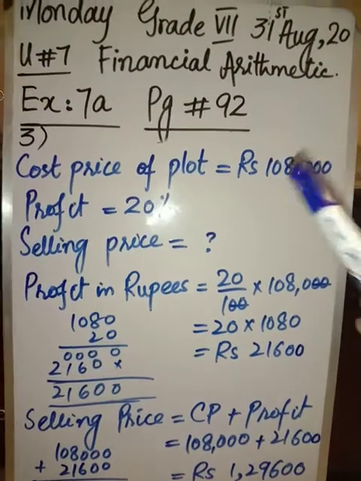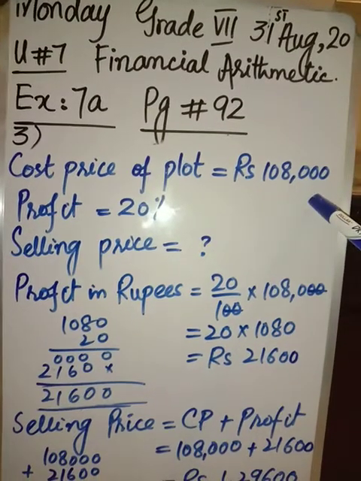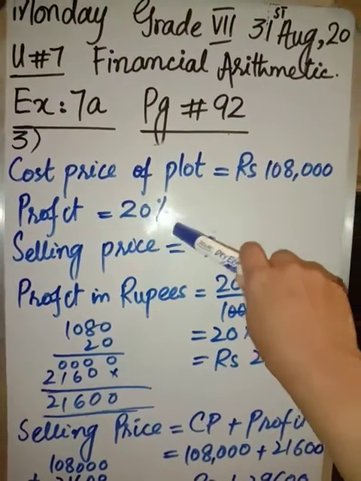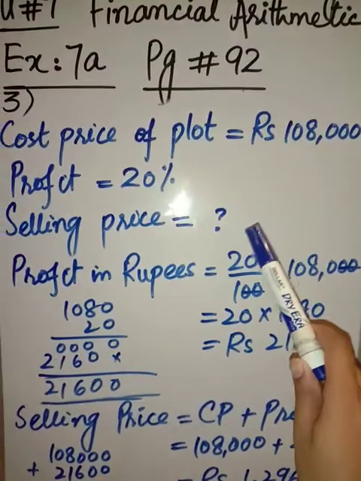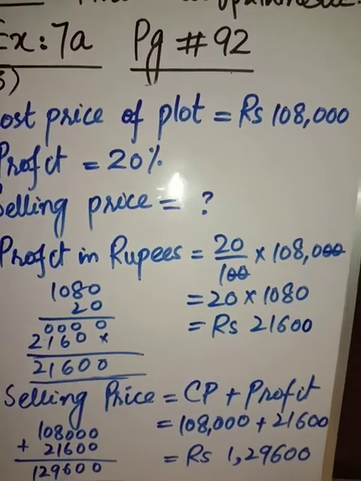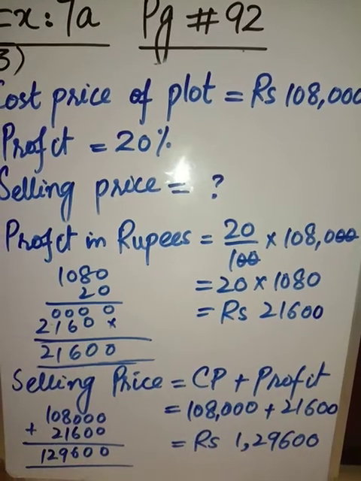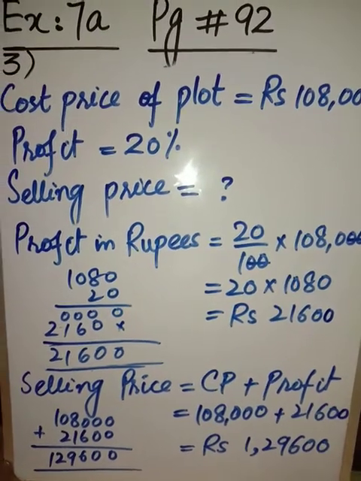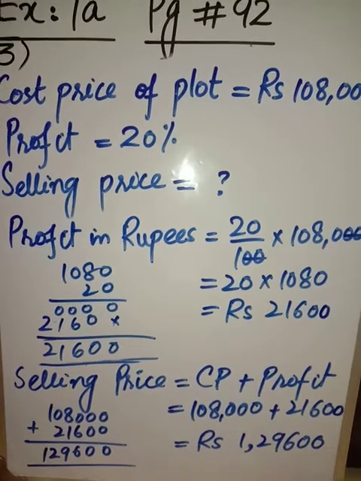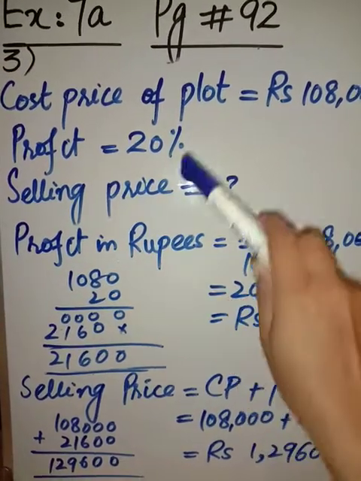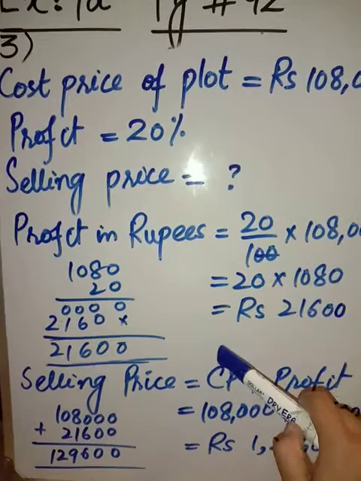Students, now we have the cost price of the plot as 108,000 and the profit percent Mr. Arsalan will get is 20%. So what would be the selling price? First of all, you have to find out the profit in rupees. We are given that he has taken a profit of 20%. So what is the amount of profit here? So first of all, you will calculate 20% into rupees.